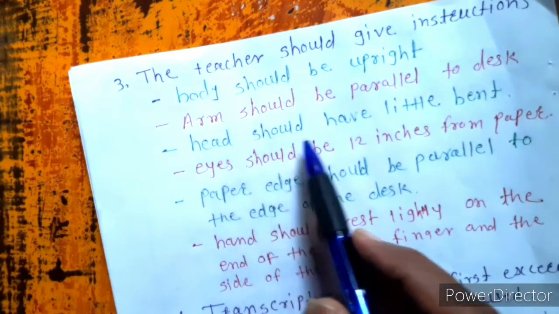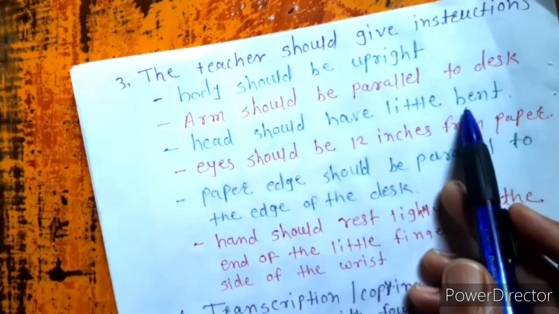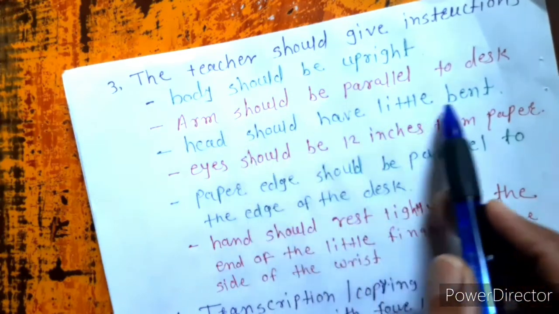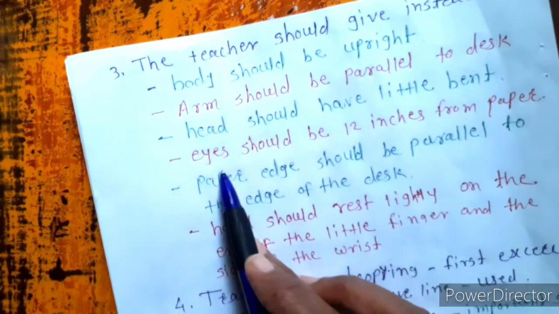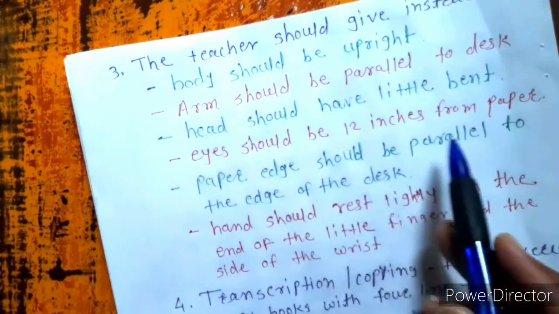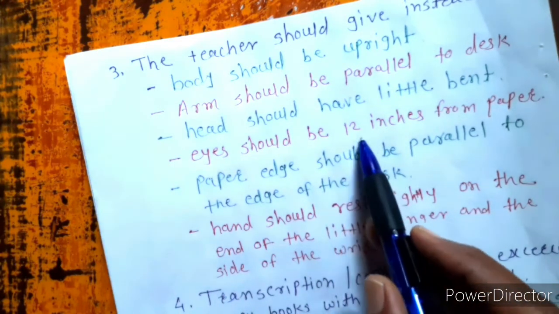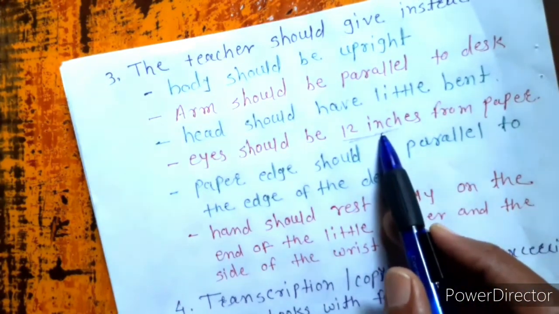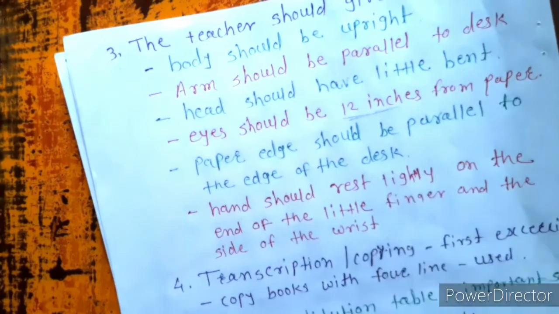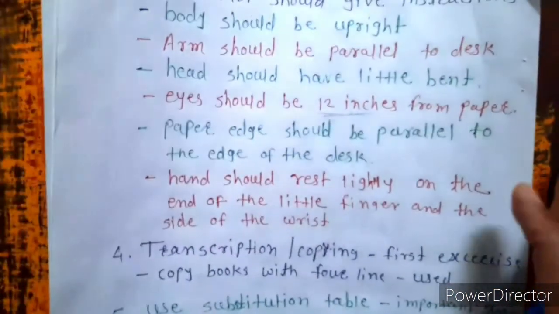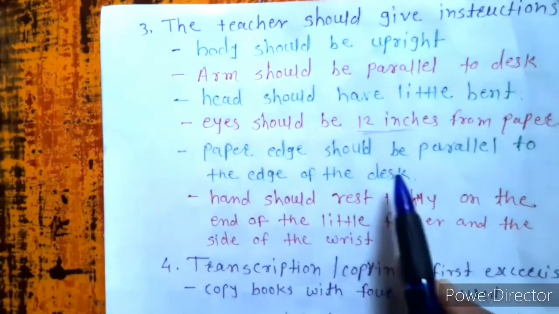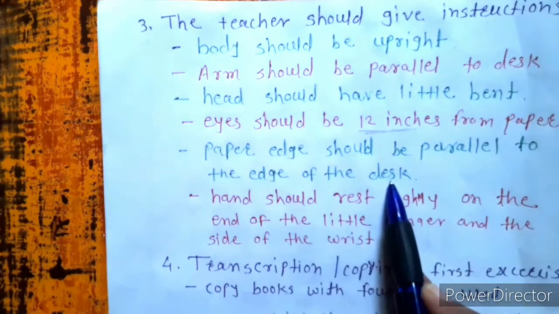Then head should have a little bend, not more or less, but a little bit bent. Then eyes should be 12 inches from paper. The distance between his eyes and paper is 12 inches. Paper edge should be parallel to the edge of the desk. This paper edge and the desk edge should be parallel.